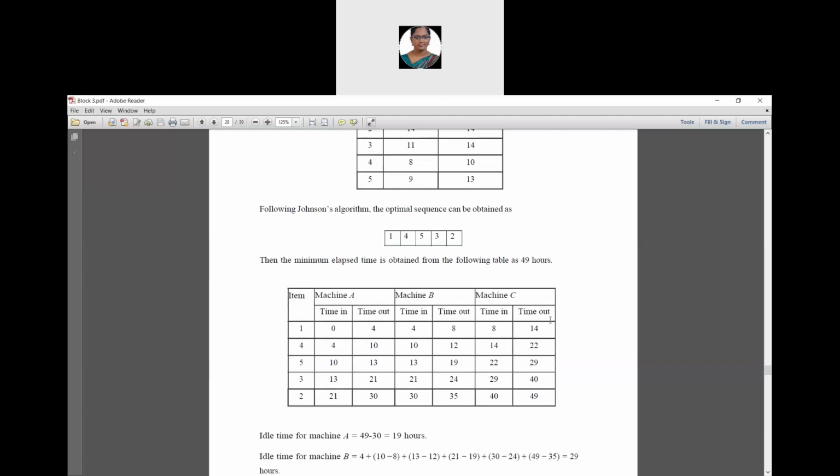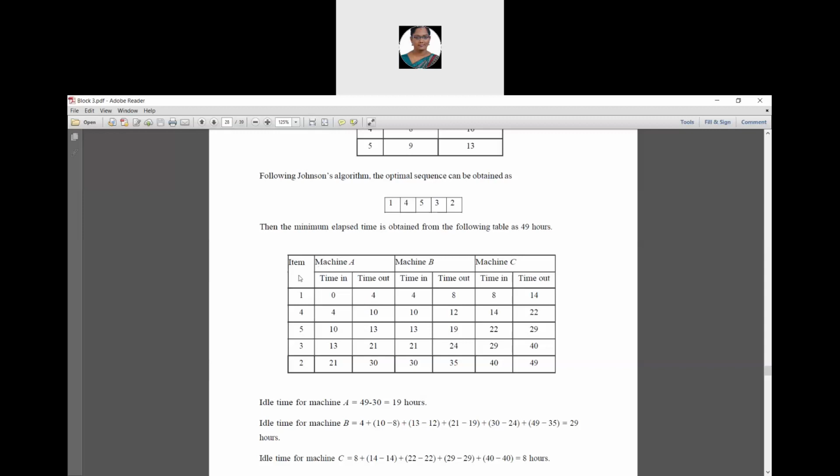Okay, after that we are going to find the in-out table values for all the machines. In that table, the first column denotes the optimal sequence, that is 1 4 5 3 2. For machine A, the first in value is always 0 and the out value is calculated by adding the in value 0 plus the processing time for job 1 in machine A. It is 4, so 0 plus 4 is 4. Likewise, we have to find all these values.